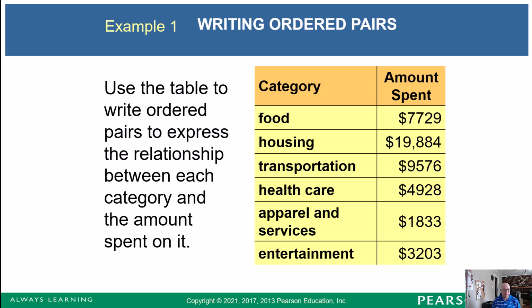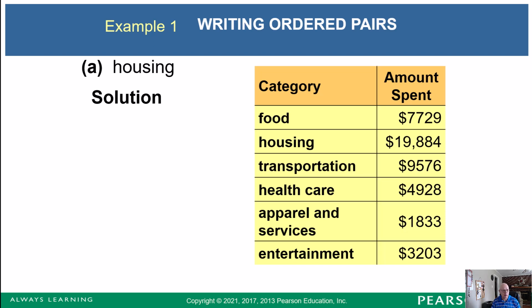Here's an example coming up. And we've got ordered pairs here too. The category is the first coordinate. The amount spent is the second coordinate. So one example, if we take the first line, is food is the first coordinate, and 7729 is the second coordinate, enclosed by parentheses. And perhaps you want to put the dollars in there too. You probably won't, but you could.